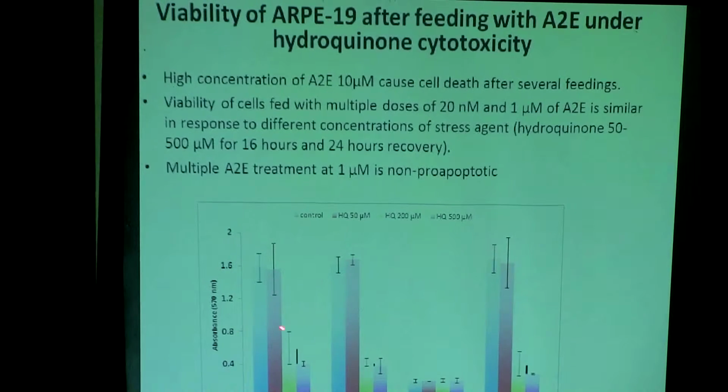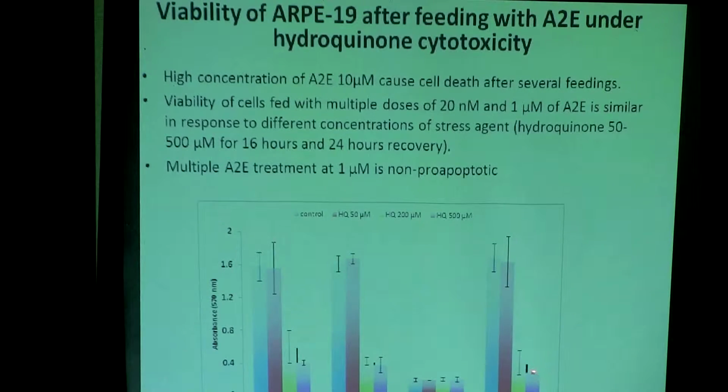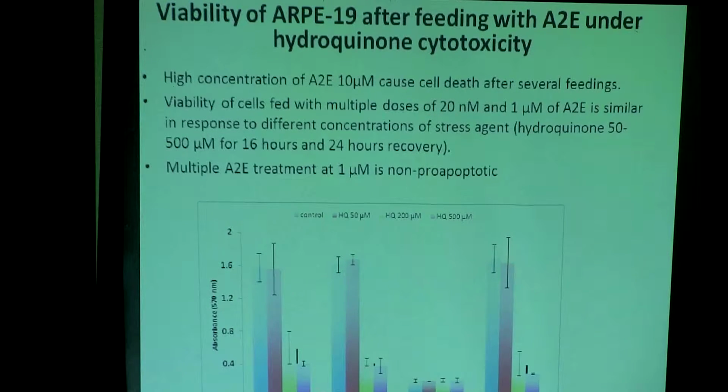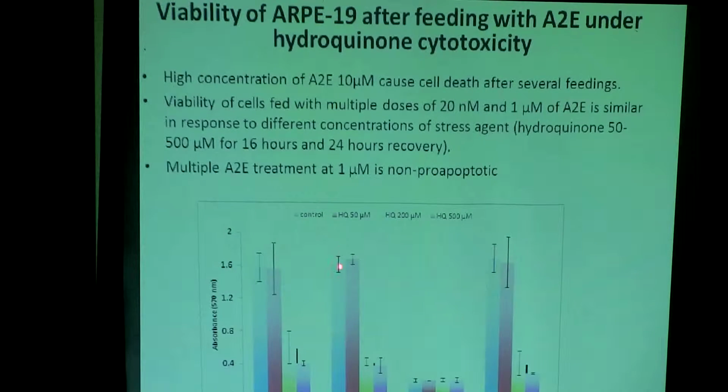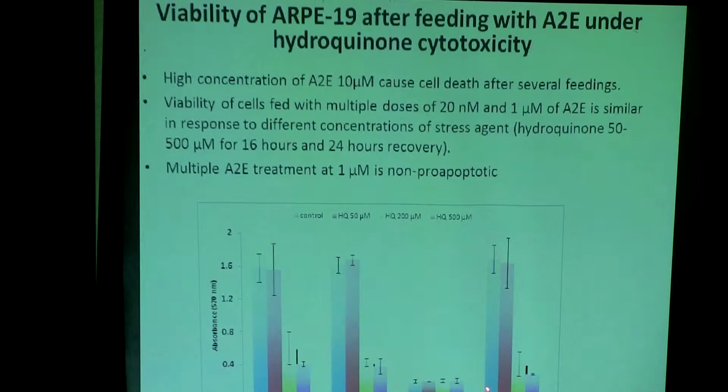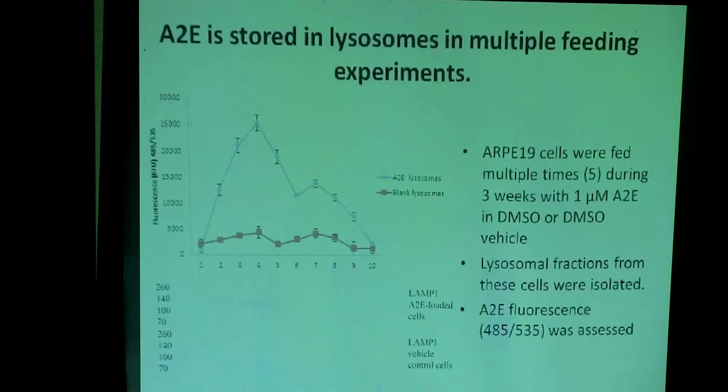So we're looking at the behavior of cells at different concentrations of A2E. In control, a low level of this stress material doesn't lead to cell death, but a high level, yes, leads to cell death. If we use it in the presence of a low level of A2E, and this is multiple feeding of this concentration, up to 1 micromolar, you still see behavior similar to control cells. At 10 micromolar, you get cell death. So the highest concentration we can use for our experiment is 1 micromolar.